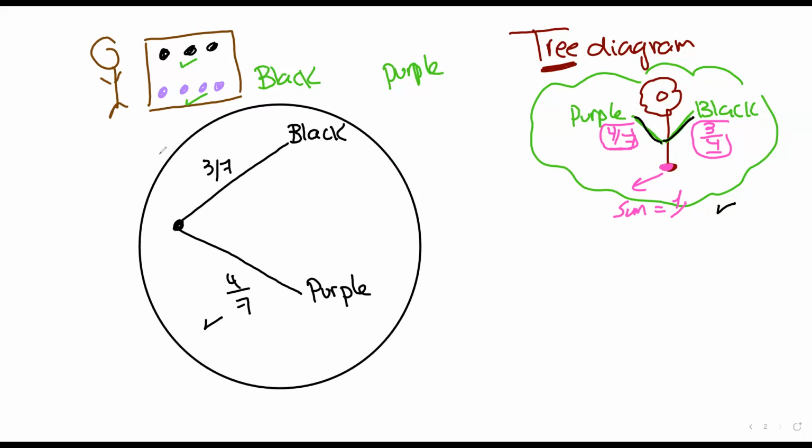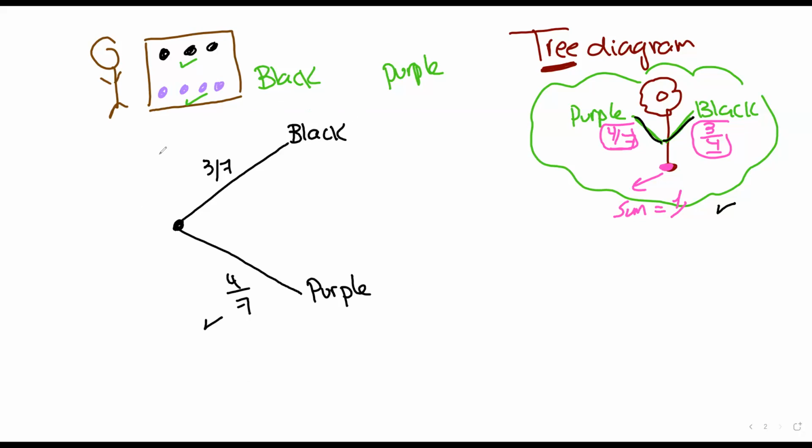This is my tree. Okay? And as you can see, the sum of the branches of the tree must be equal to 1. Now this is the first choice, let's say the pen. We want to take the normal, regular pen. This is the first choice over here.